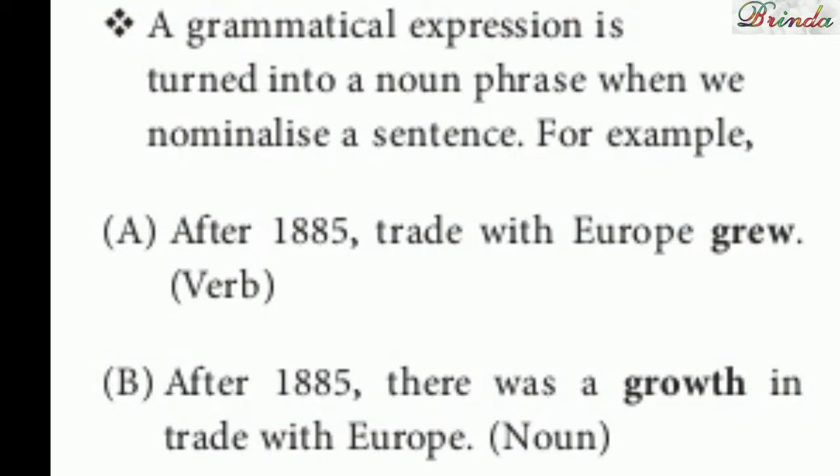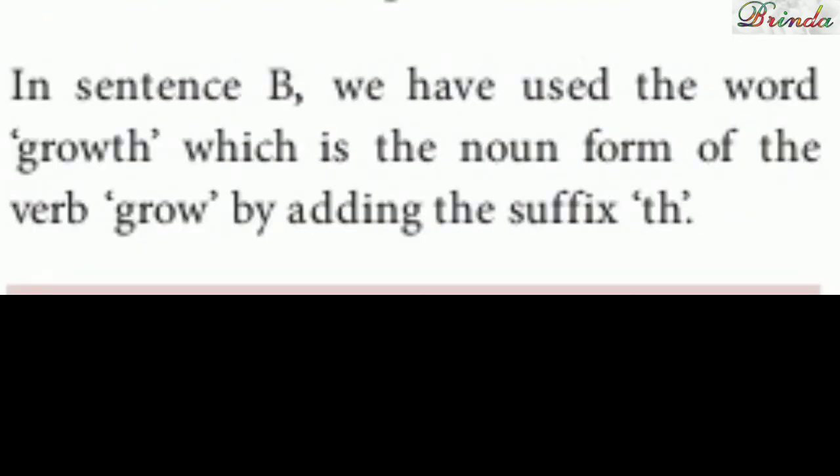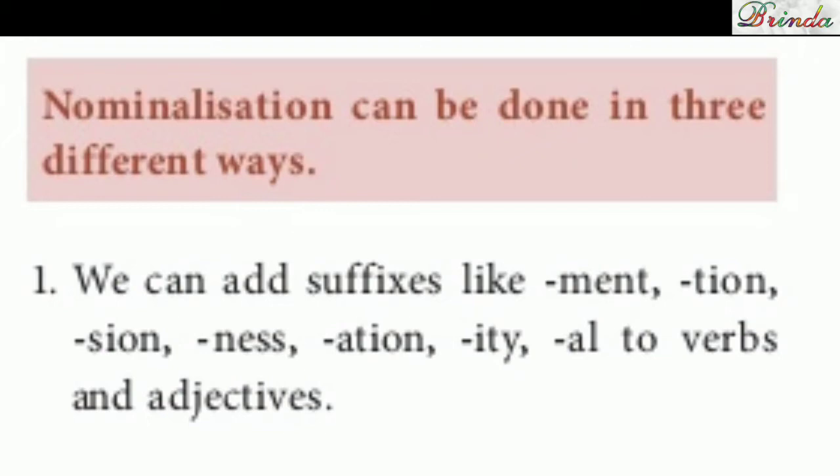B: After 1885, there was a growth in trade with Europe. Here, growth is used as noun form. In sentence B, we have used the word growth, which is the noun form of the verb grow, by adding the suffix th. Nominalization can be done in 3 different ways.